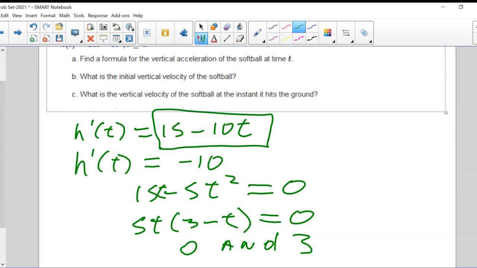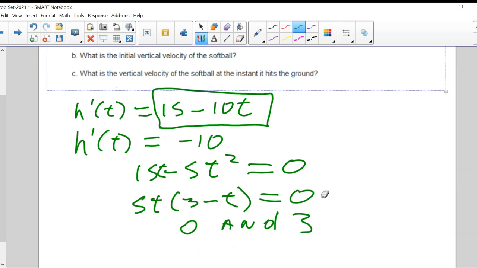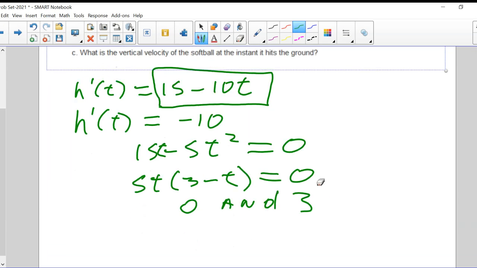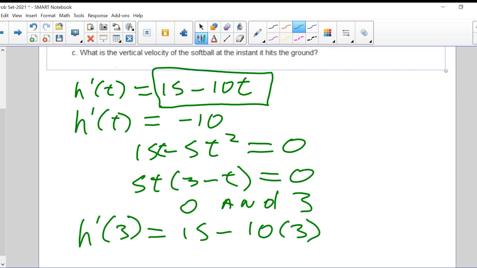But the question is not when does it hit the ground? The question is what's the velocity when it hits the ground? So I'm going to go to my velocity function, which is my h prime of t, and put 3 into that. So 15 minus 10 times 3. And you work that out and get that answer.